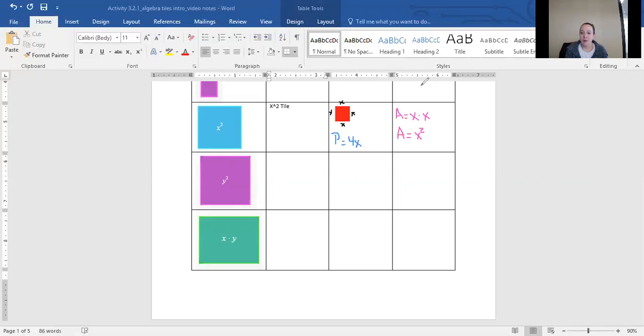All right. What I'm going to have you guys do here is pause the video, and you need to finish this entire first page. You're going to do the y squared tile, which means you have y is the base and y is the height. And then you're going to finish the xy, which means that it has the base of y, and this one has the height of x. Okay, so see if you can finish this first page.